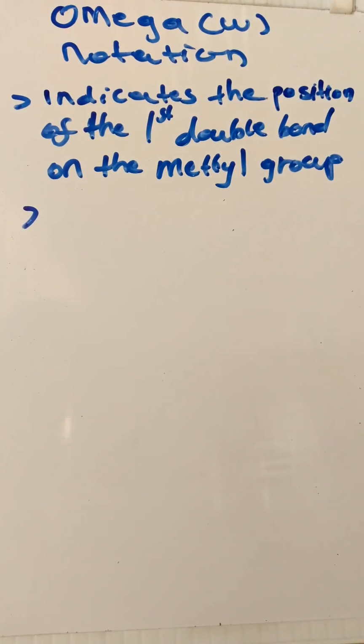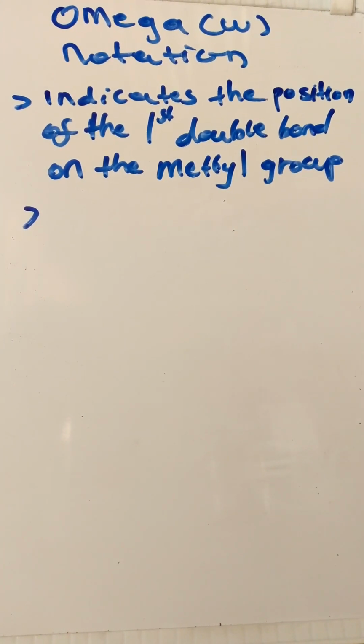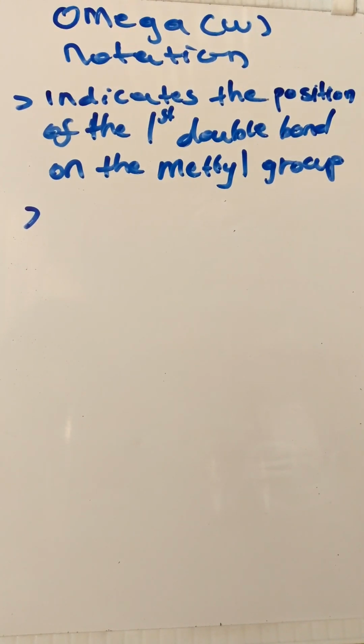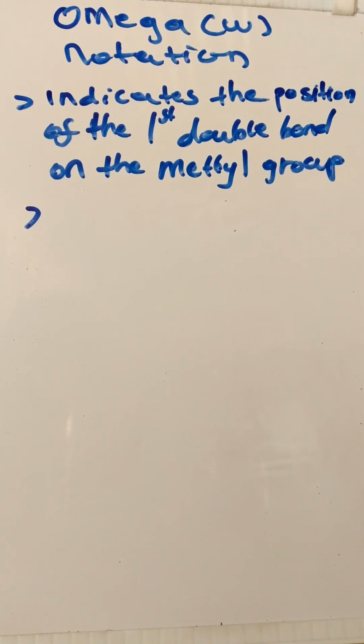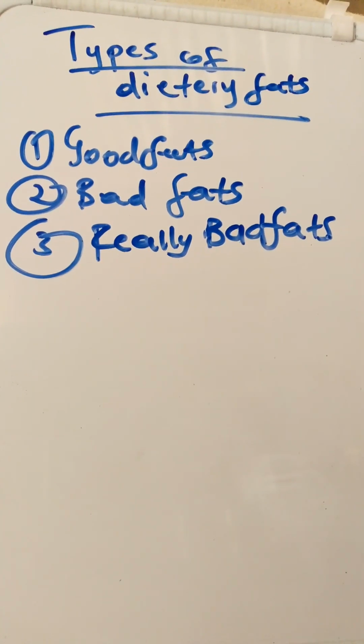We also have what is known as the omega notation. The omega notation indicates the position of the first double bond from the methyl group of the fatty acid chain. You understand? So for example, alpha linolenic acid is known as omega-3, and we also have linoleic acid, which is also known as omega-6. That's how it is. We have the different types of dietary fats.